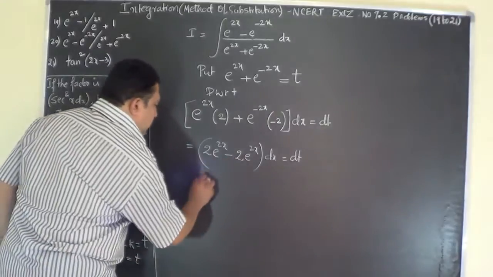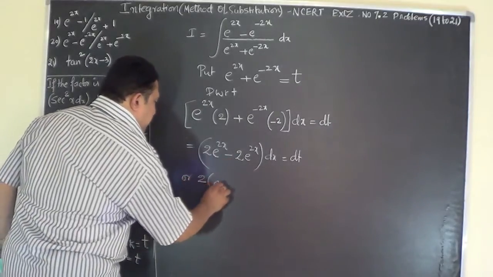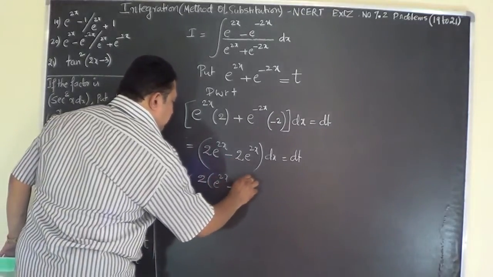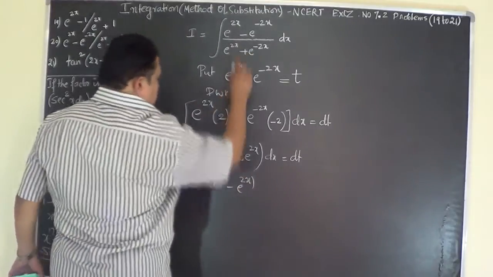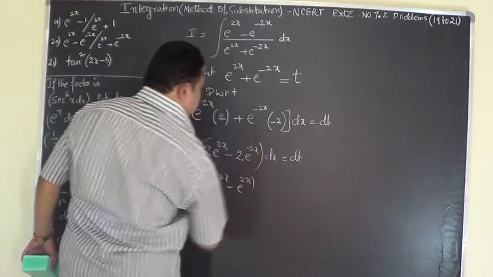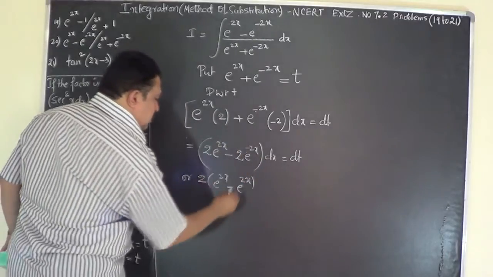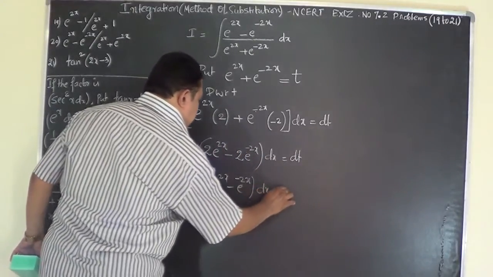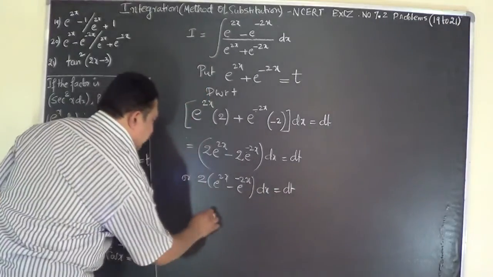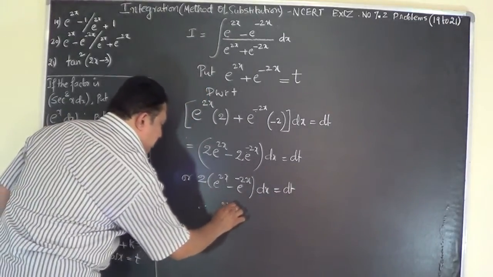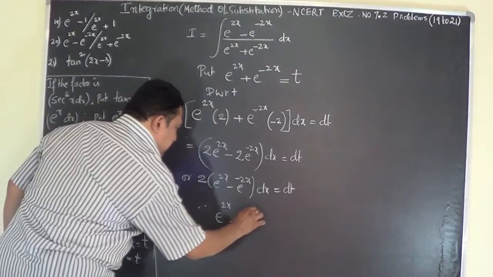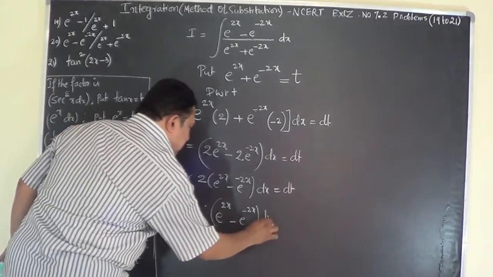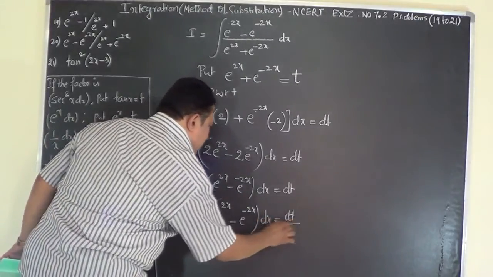So you can take 2 as a common factor: 2 into e to the power of 2x minus e to the power of minus 2x, this minus sign I have put. So e to the power of 2x minus e to the power of minus 2x into dx equals dt. Therefore, e to the power of 2x minus e to the power of minus 2x into dx becomes dt over 2.